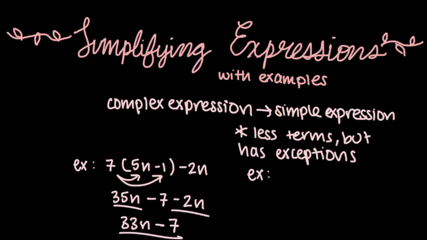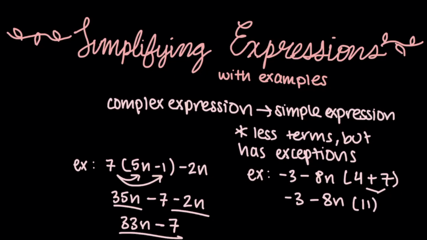Another example we have is negative 3 minus 8n times the quantity of 4 plus 7. Here, we can combine the two terms inside the parentheses to rewrite the expression as negative 3 minus 8n times 11, and we can simplify it down to negative 3 minus 88n. Since there are no like terms to combine, this is the simplest form of the expression we can produce.